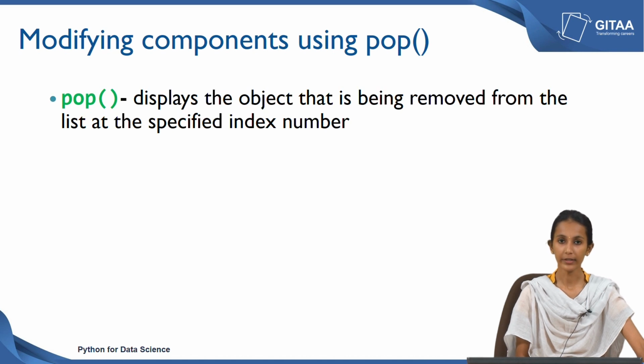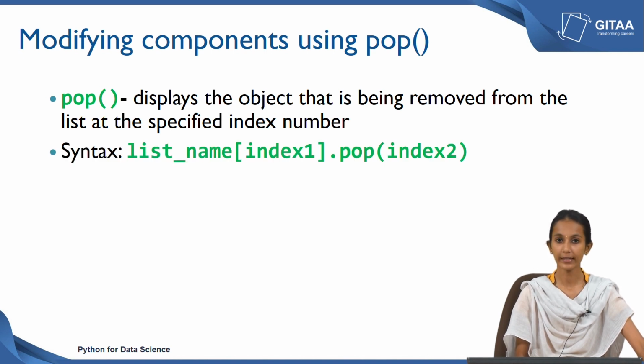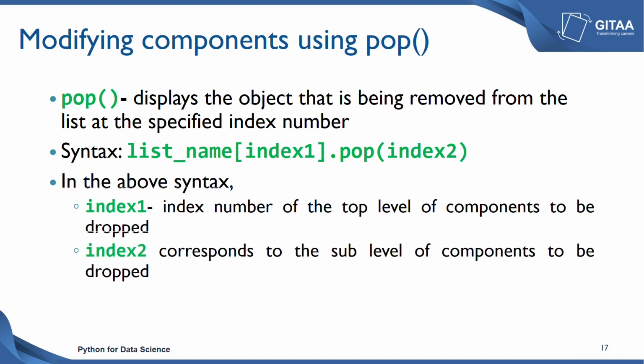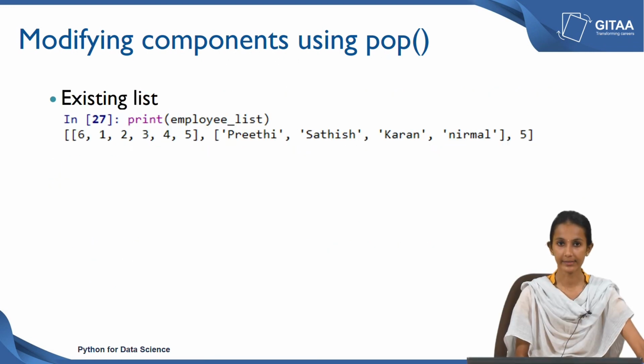Pop displays the object that is being removed from the list at the specified index number. Let us look at the syntax: list name, index 1, dot pop, and index 2. Index 1 corresponds to the index number of the top level components to be dropped. Index 2 corresponds to the sub level components to be dropped.